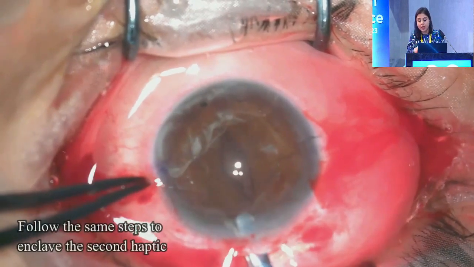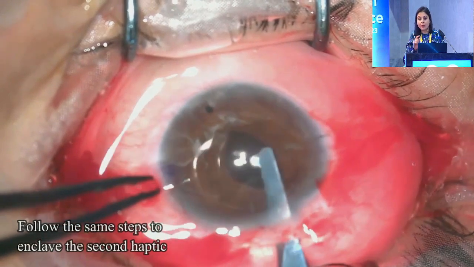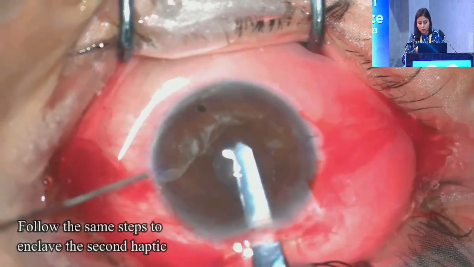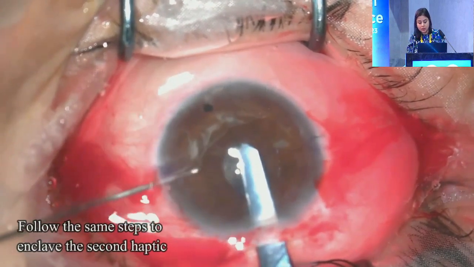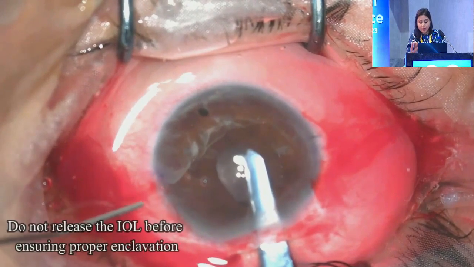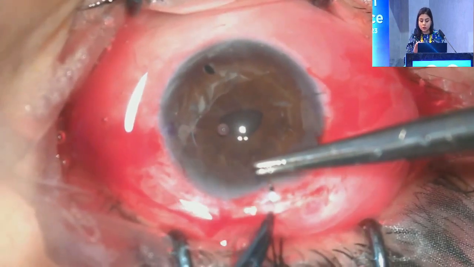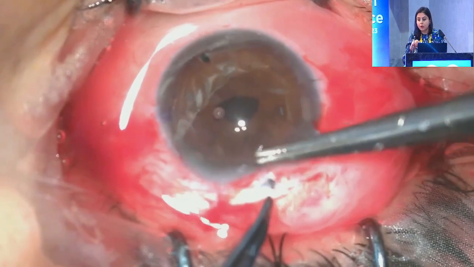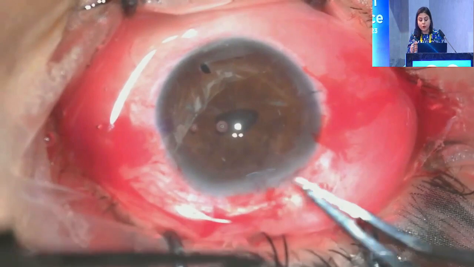If we are too aggressive, we might bunch up a lot of iris tissue, or we might cause the haptic of this claw to come on top of the iris. Similarly, this procedure is repeated on the other side as well, and we gently just need to make sure we can see the dimpling, which is a good sign that we have achieved the enclavation. Also, we can tug on the lens a little bit if we are not very sure in the beginning cases, to make sure that we have enclaved the IOL before we come out.